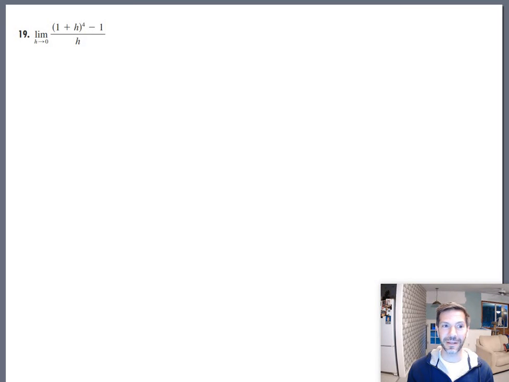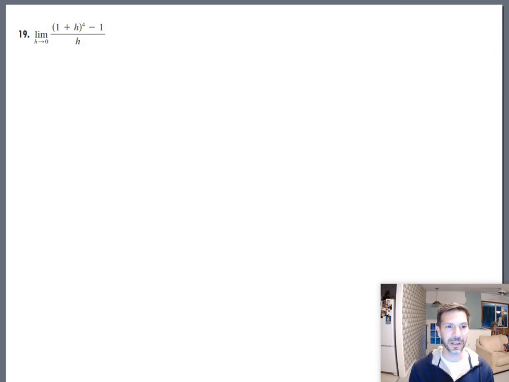Let's take a look at number 19 and number 29 from 2.3. Both of these ask you to evaluate a limit that can't be done with direct substitution. So we get to do some algebra first until we can use direct substitution.